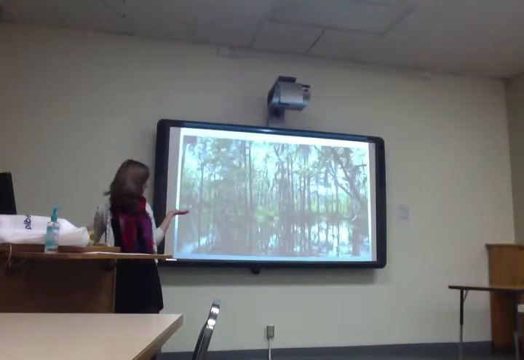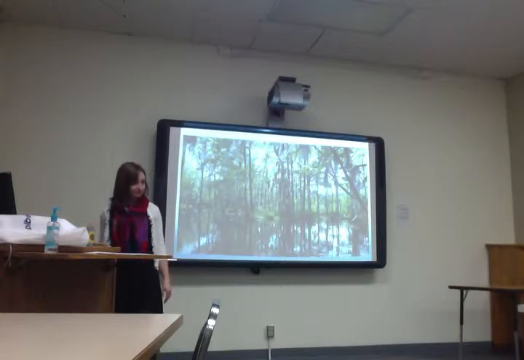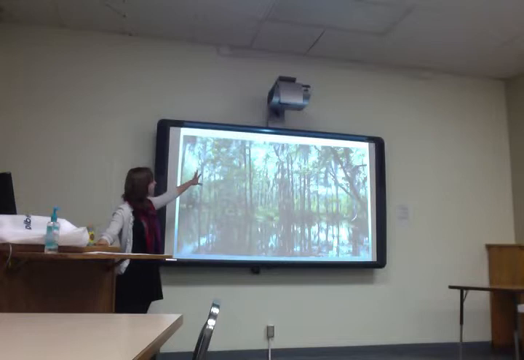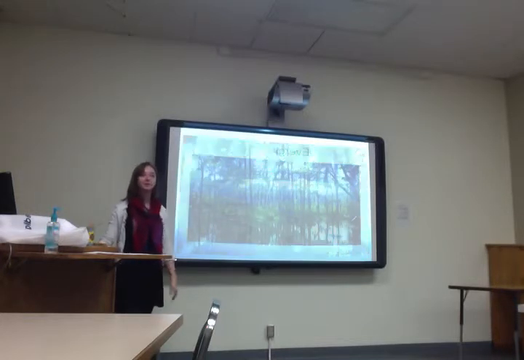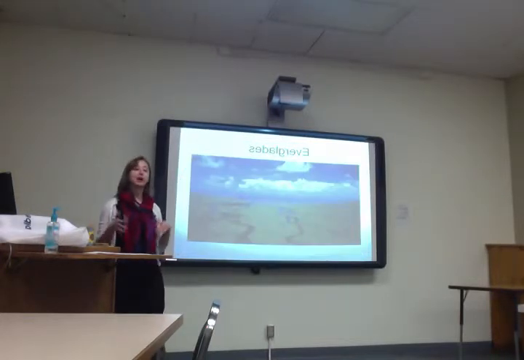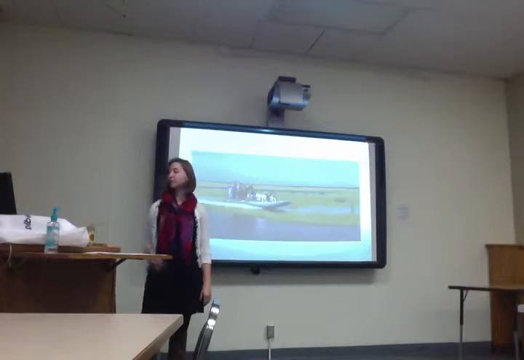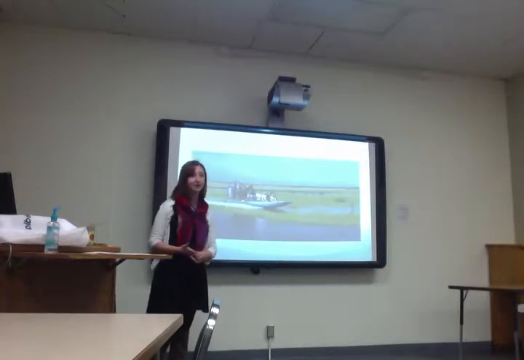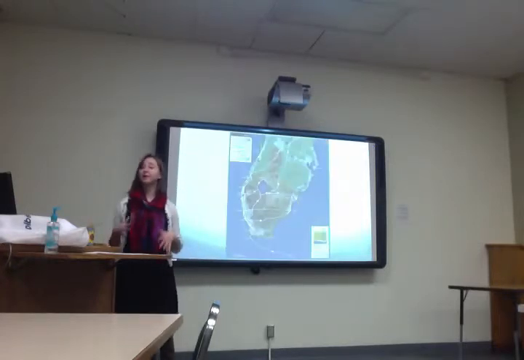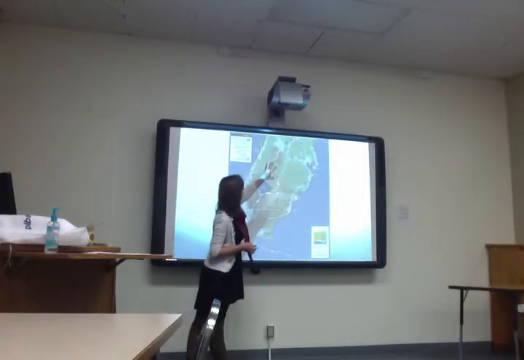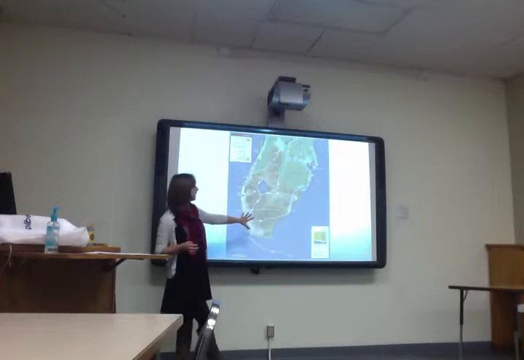This is another picture of swamps. It's very wet. And there are these tall trees that have this moss hanging down called Spanish moss. And so the Everglades is also known as the river of grass because it's actually a very slow-moving river. And they use these type of boats when they travel across the Everglades. And the Everglades are a very large region. So as you can see on this map, it's most of the southern part of Florida.